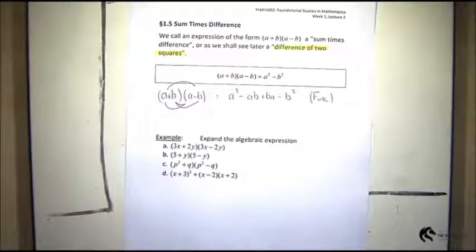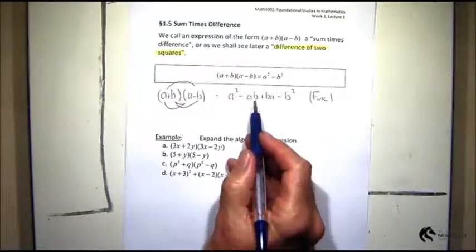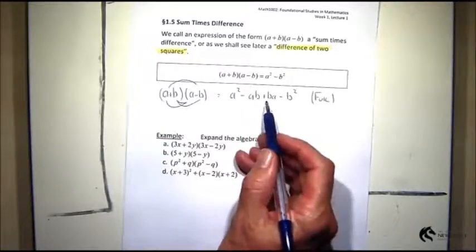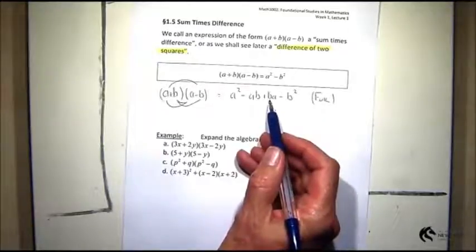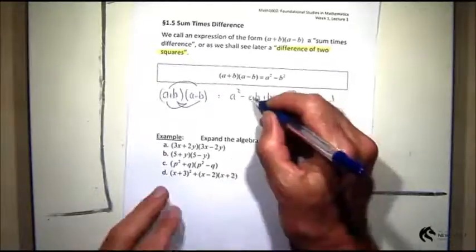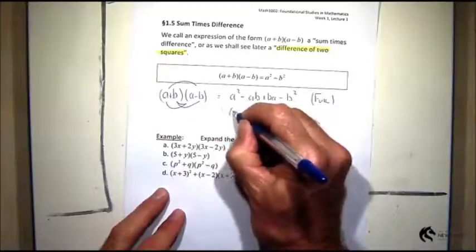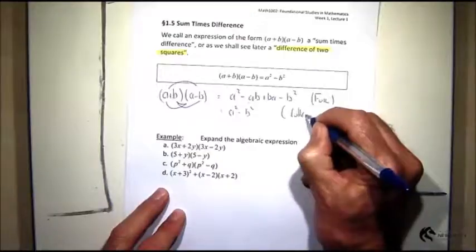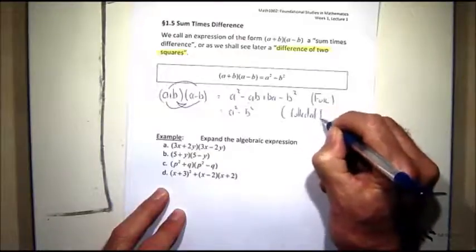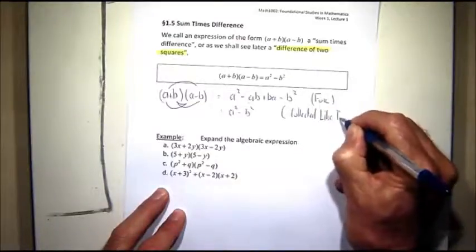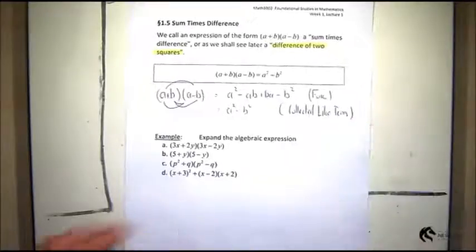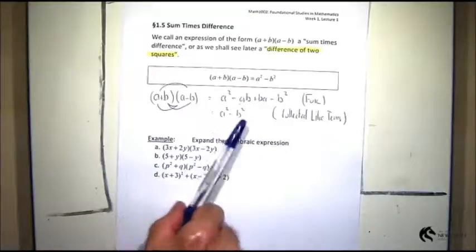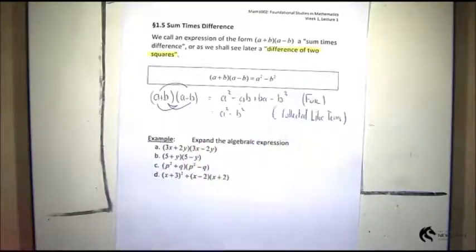Now I'm going to collect like terms, and I know that a times b is the same as b times a, so those terms are the same. I've subtracted it, I've added it, and so they cancel each other out and disappear, and I'm left with a squared minus b squared. Difference means subtraction of two square numbers, hence the name difference of two squares.